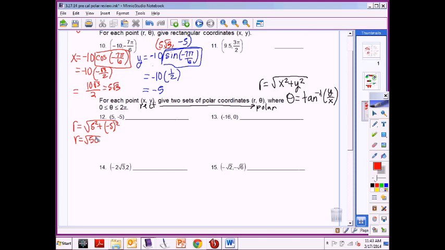Equals 50. 5 squared is 25. Negative 5 squared is 25. And 25 plus 25 is 50. Maybe he didn't finish.